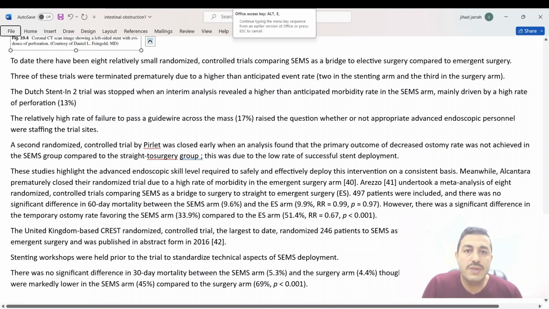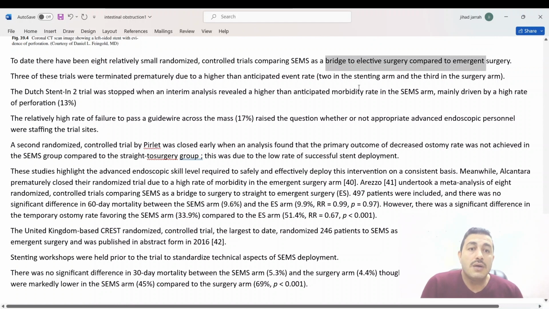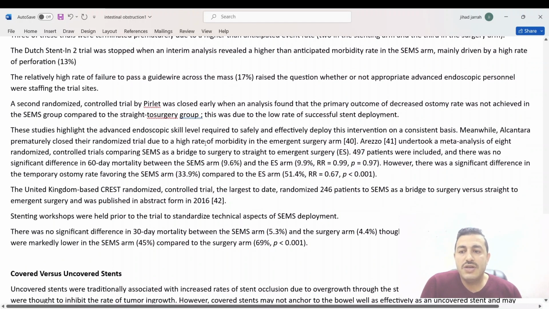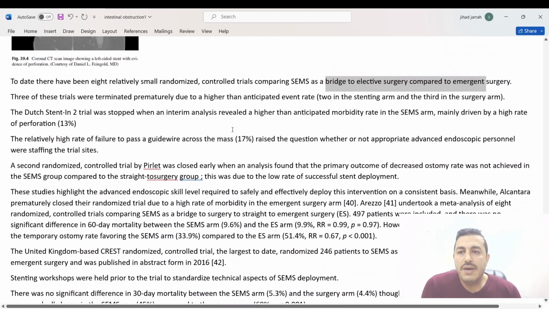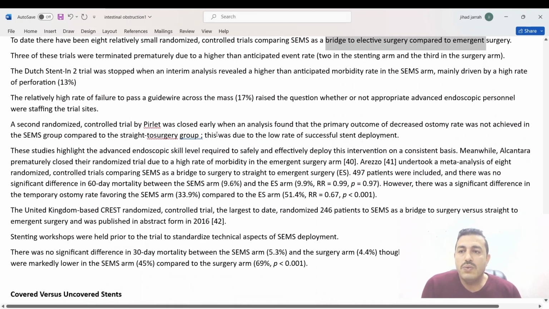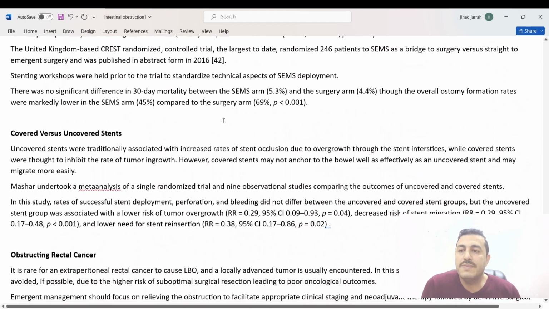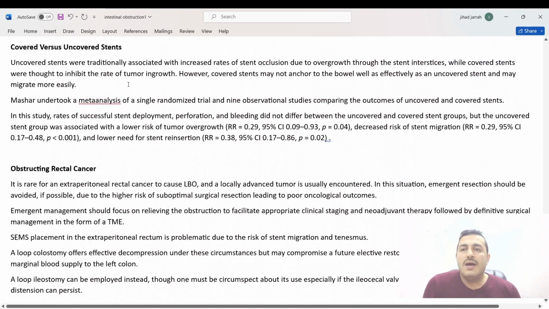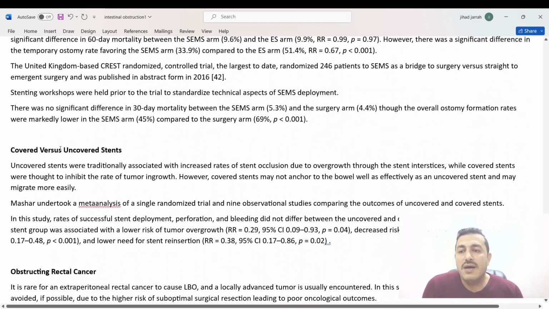Here's the indication. We said that it can be a bridging to elective surgery compared to emergency surgery. Others here just discuss and compare: is it better to proceed with stenting, and they compare to the traditional surgery. Actually, here they just discuss the type of stent we have, covered or uncovered stents.